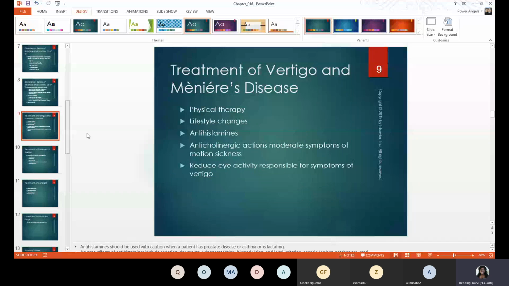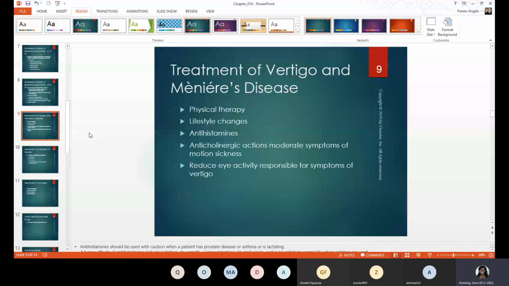So now that we've learned about some of the disorders of the sense of balance and motion, we're next going to learn about some treatment of vertigo and Meniere's disease. Some of the treatment that can assist in these disorders would include physical therapy, some lifestyle changes, antihistamines. Antihistamines can be either over the counter or possibly prescribed. You have other medications, such as anticholinergic actions that can moderate the symptoms of motion sickness.